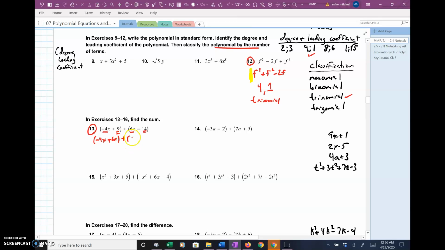I don't know where my plus went. And then I got 9 minus 14. Well, negative 4x plus 6x, you should have gotten 2x for that. 9 minus 14, I could either write this as plus a negative 5, or I could write it as 2x minus 5. I'll usually write the 2x minus 5. That's my sum. There's my answer over there.